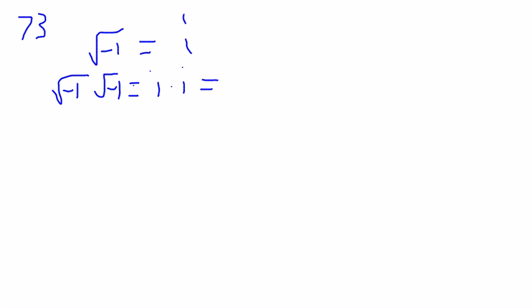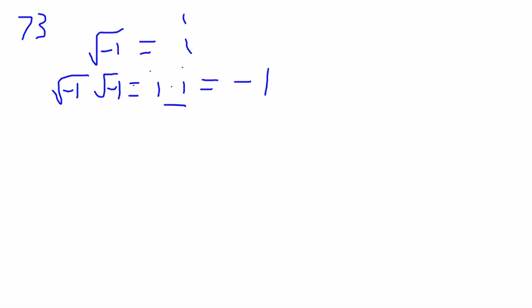In order to do 73, you've got to remember about i's. So what is an i? Well, it turns out the square root of negative 1 is an imaginary number. If I have two of them together, square root of negative 1 times the square root of negative 1, or i times i, this would equal just negative 1.